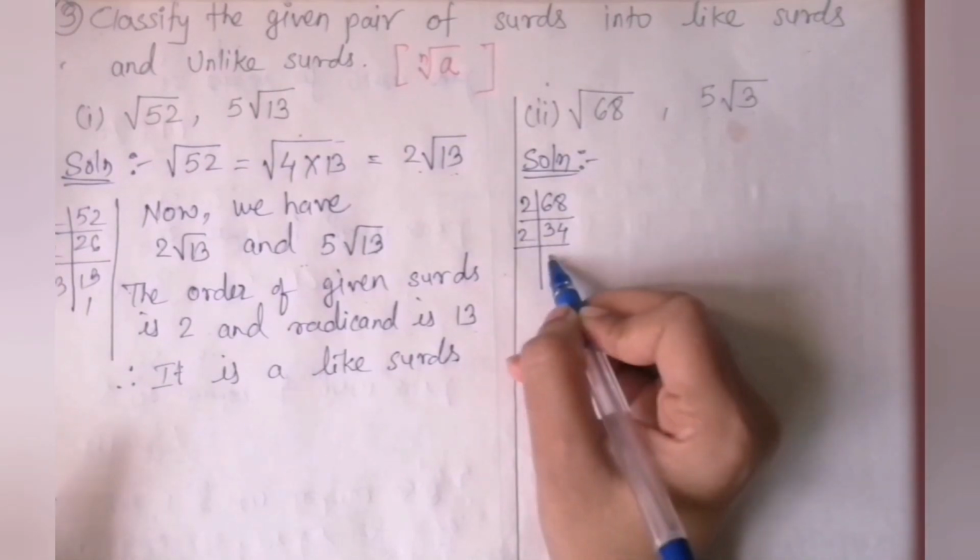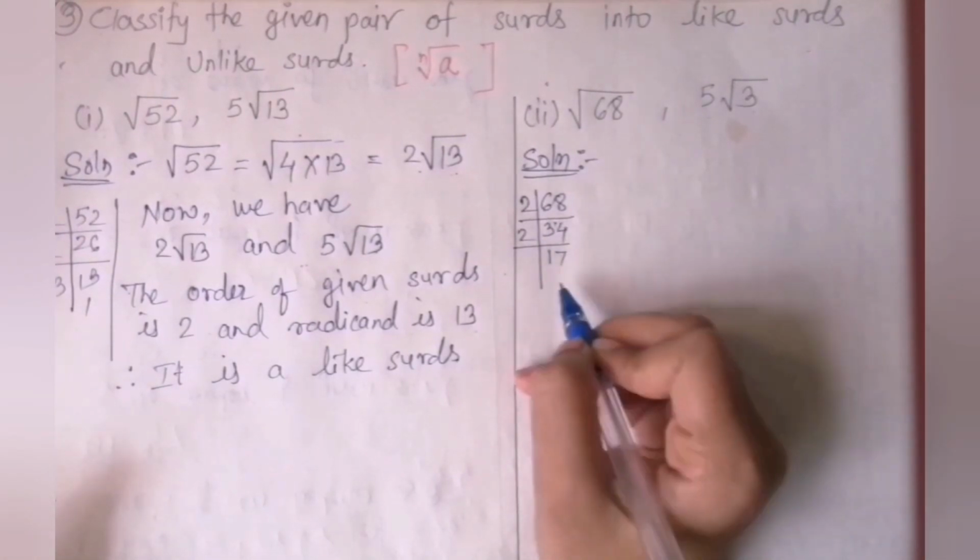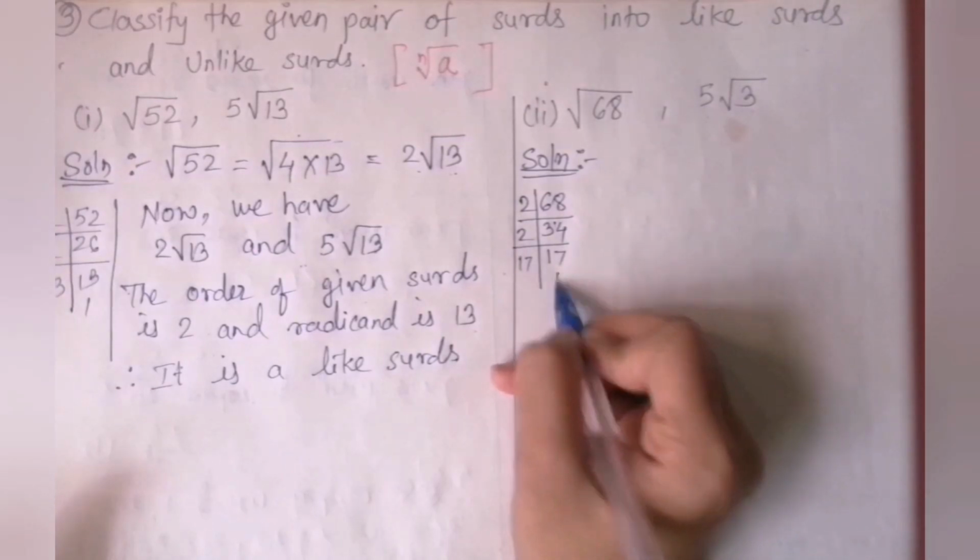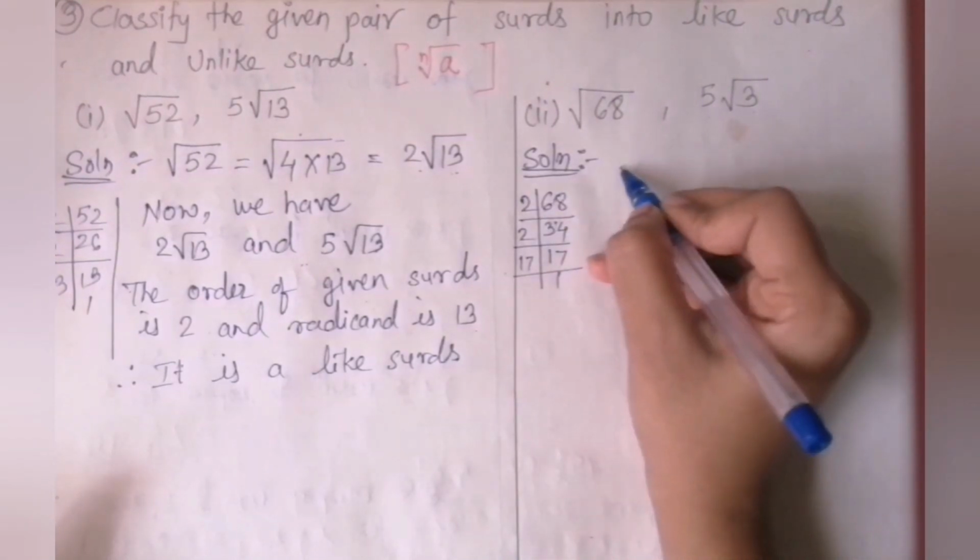After that, 2 1s are 2, carry 1, 2 7s are... Clear? Now next, 17 1s are 17. So we have it like that. So write down.